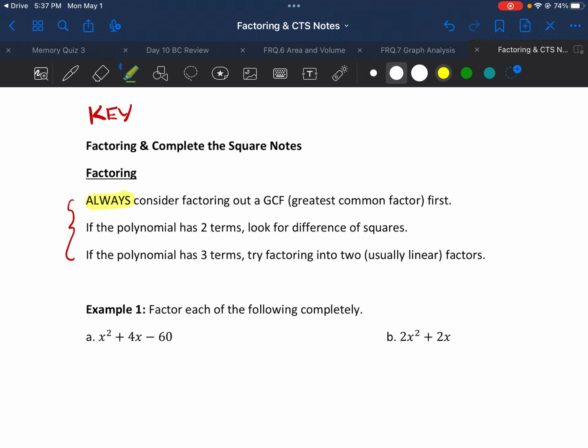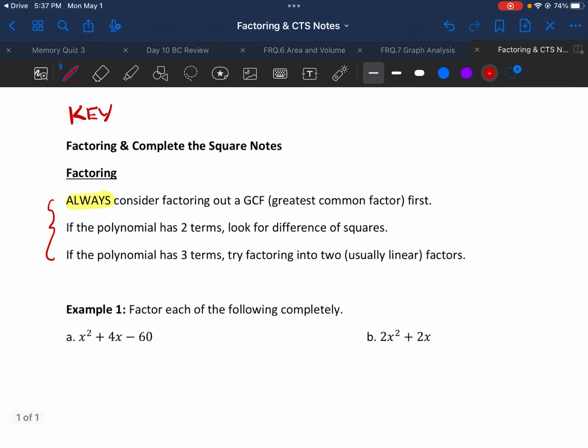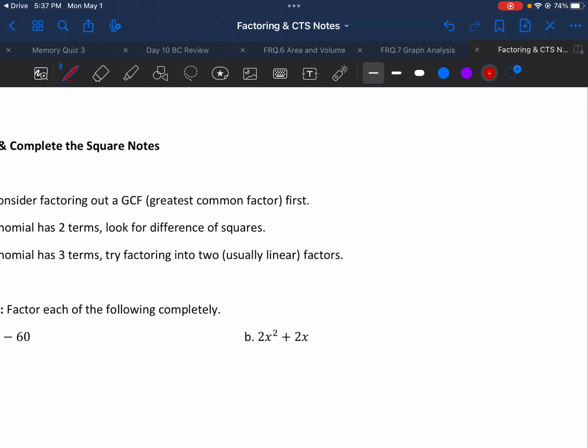If your polynomial has two terms, look for a difference of squares. Now, it might have been a little bit since you've seen what a difference of squares looks like. Let me go ahead and remind you real quick. A difference of squares is when you have this scenario, a squared minus b squared, and it's always going to factor into a plus b times a minus b.